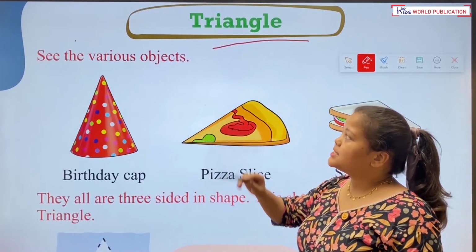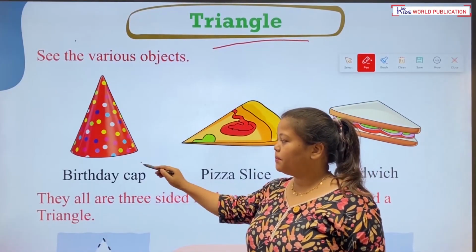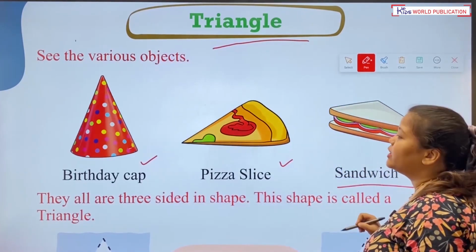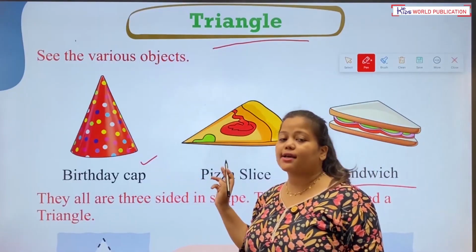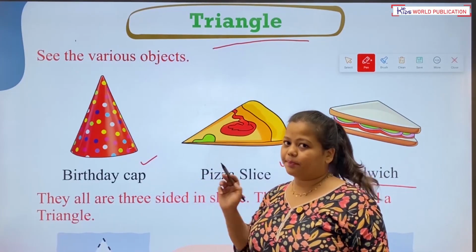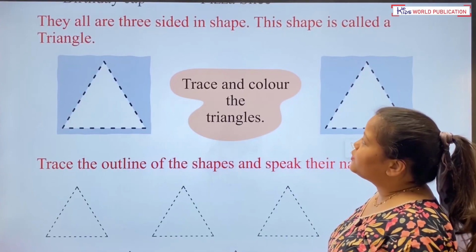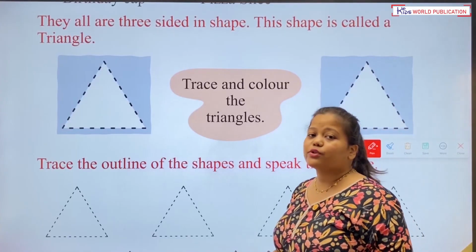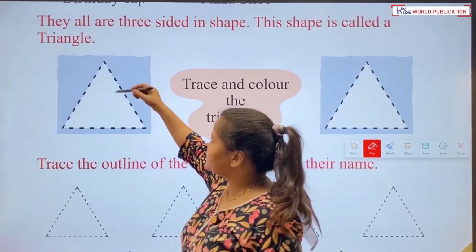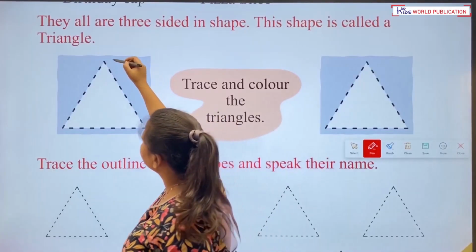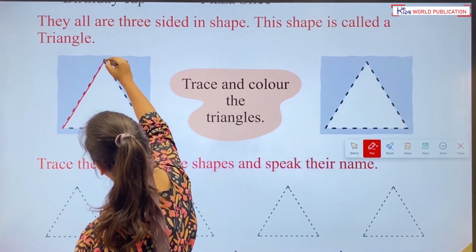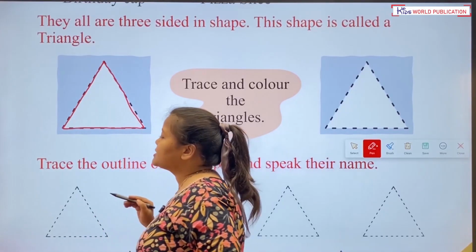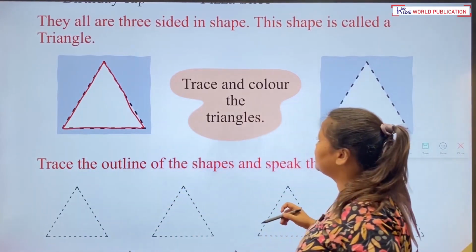Triangle. See the various objects. Birthday cap, pizza slice, sandwich. Here you can see all the objects are triangular in shape. They all are three-sided in shape. These shapes are called a triangle. So triangle have three sides. So let's trace the triangle. This is how you will trace it and color it in your favorite color.